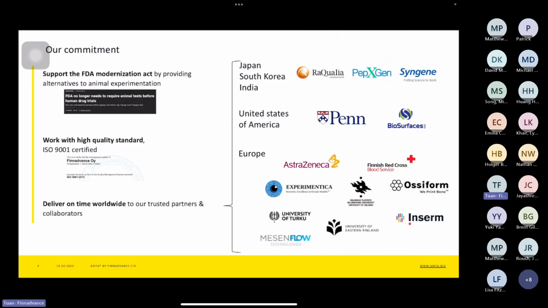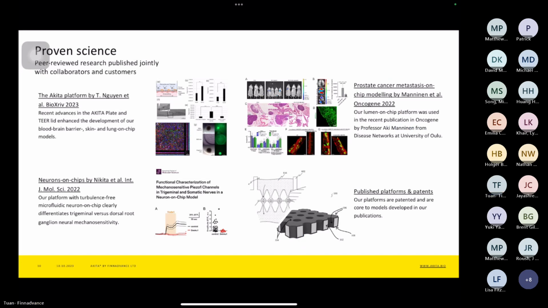So we are working with multiple partners all over the world, from Japan, South Korea, India, with CRO, pharma, United States, and Europe as well. And we are certified with ISO 9001 for our production. Like I said, we are very open to scientific development. We have had collaborations with other partners, and our work was also published out there.